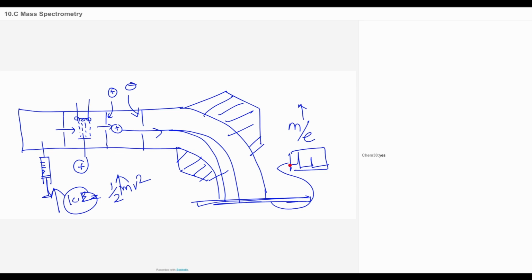Cl-35, and there will be also Cl-37, right? Of course, when it comes to molecules, it's a bit more complex. I think I introduced the molecule ion and fragmentation, all those, in unit 2, right? Is that clear up to this point? Any questions?